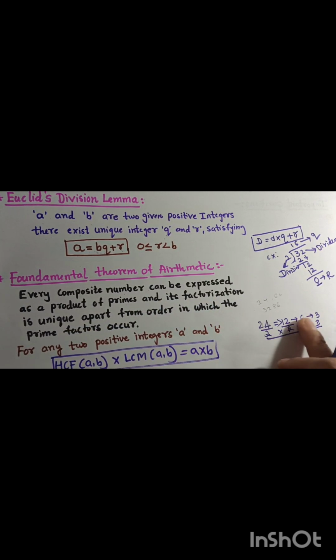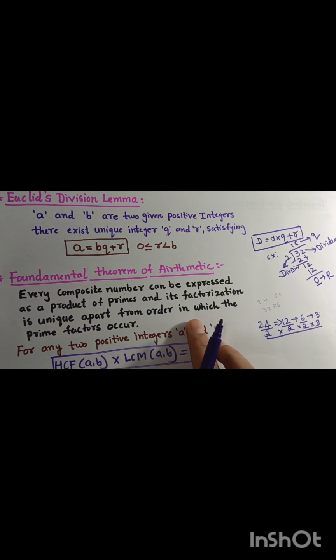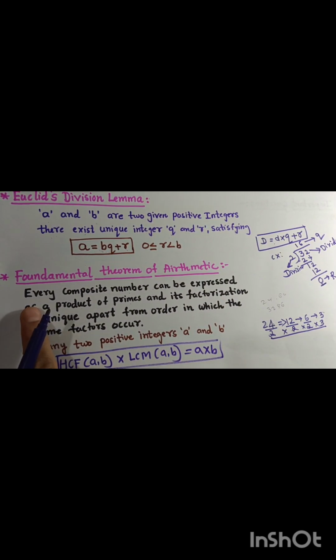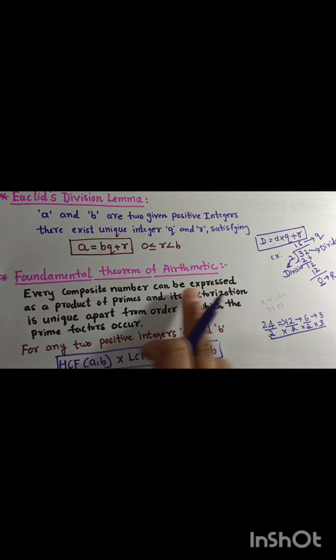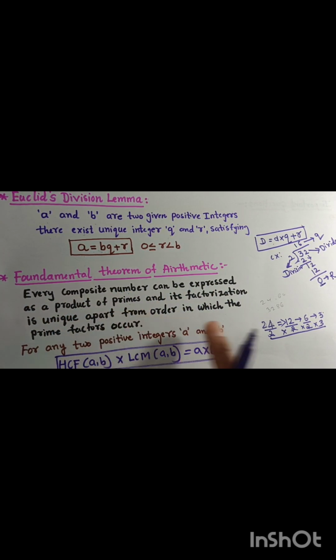Whatever you did now, this factorization is very unique apart from the order in which the prime factors occur. So whatever the prime numbers are, they occur. This is the very unique part. I think you understood. So what the fundamental theorem of arithmetic says here: every composite number can be expressed as a product of primes, and its factorization is unique apart from the order in which the prime factors occur. You don't worry about the order.